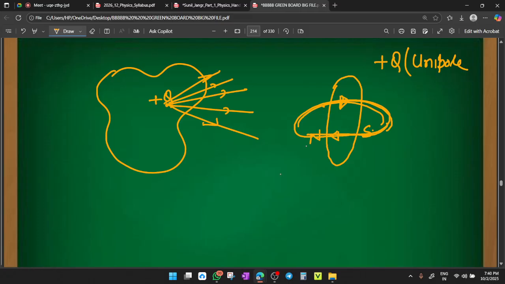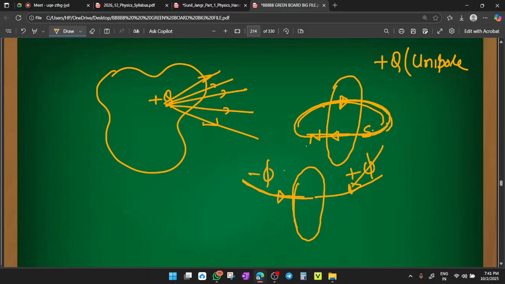Yes or no? See here, this is a loop placed in 3D. If this line is entering, this is the entering flux, and this is the outgoing flux. Outgoing flux is always taken as positive and entering flux is always taken as negative. So the total flux cancels out, and the net flux is given as 0. Clear?